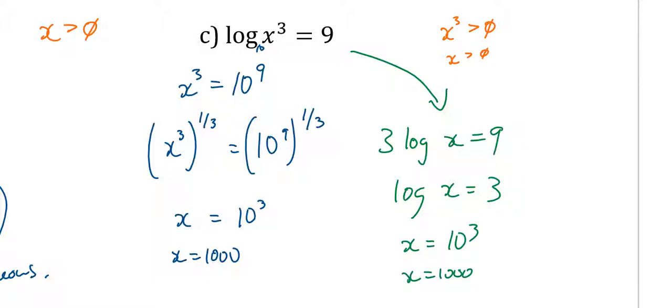But this is, again, just pointing out the usefulness of this property of taking the 3 and bringing it down. In this case, I can divide both sides. I don't know, take your pick. Whichever one you prefer.